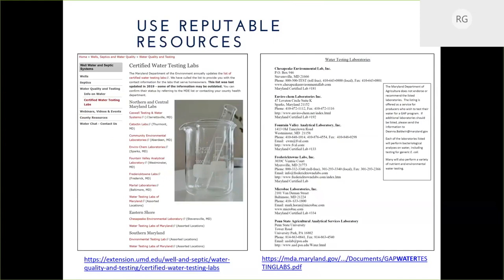On the left, I'm showing a list that Dr. Lazur compiled of certified water testing labs for drinking water specifically in Maryland and the region. On the right is a list of water testing labs for agricultural water that the Maryland Department of Agriculture has posted on their website, and I have links to both of these lists here. If you're joining us from outside of Maryland, you can also look at your state health, environment, and agricultural agencies and see if they have a similar list of certified labs that can test either your drinking water or your agricultural water.